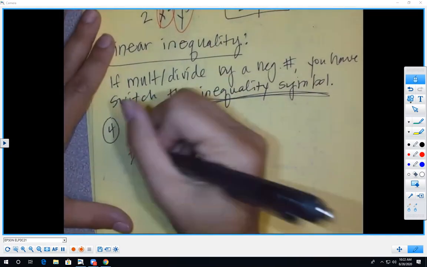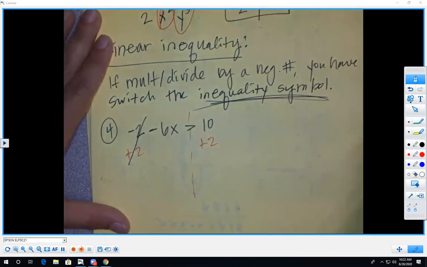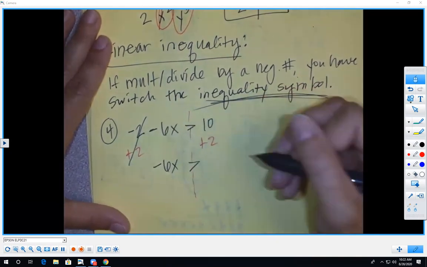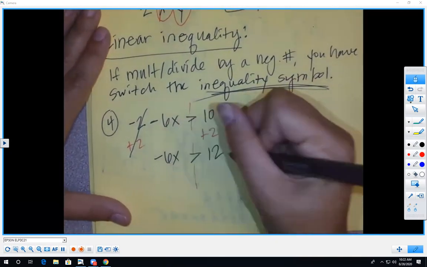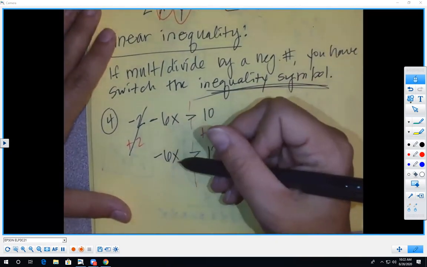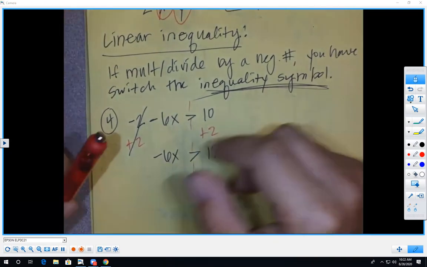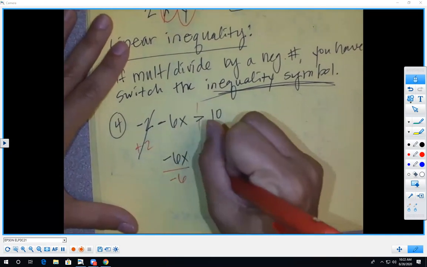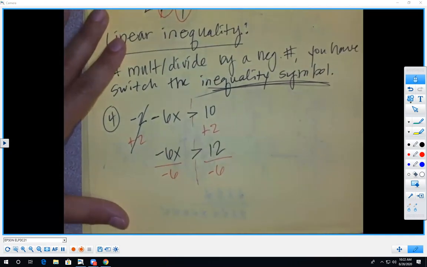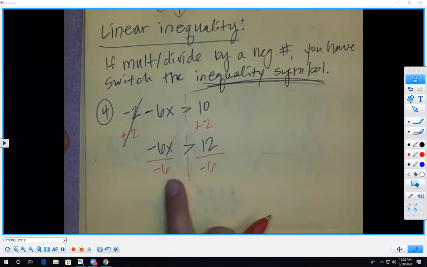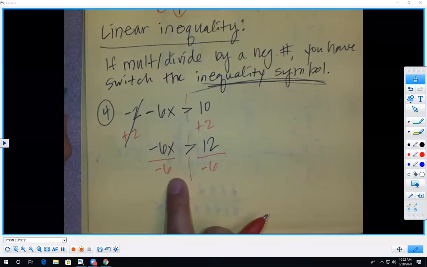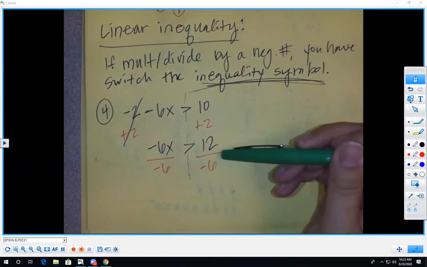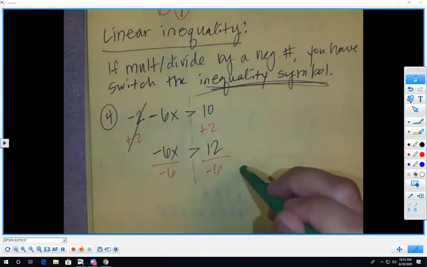And so the -2 and the +2 undo each other, and I get -6x is greater than, what is 10 plus 2? 12. So now I need to undo the -6 being multiplied. I do that by division. So I'm going to divide both sides by -6. Did I multiply or divide by a negative number? Yes, -6 is a negative number and I divided by it, right? Multiply or divide, either one. Usually you multiply or divide at the very last step. So that's when you do it.